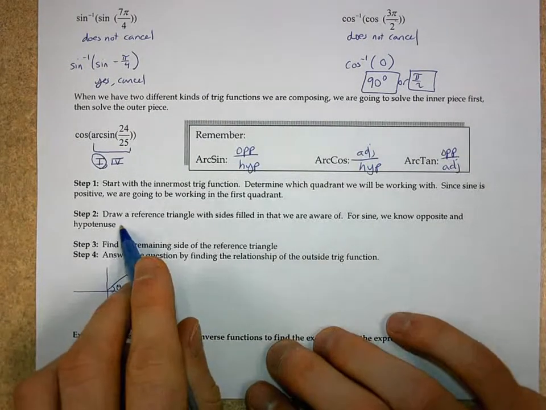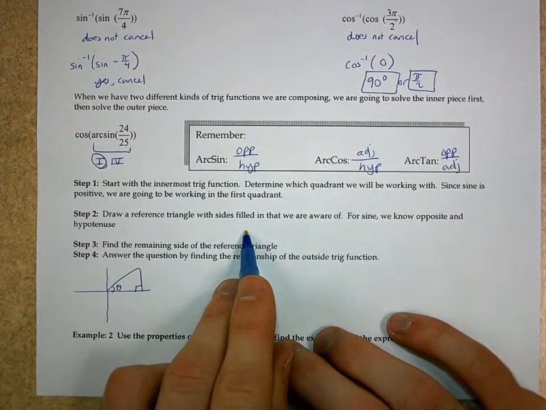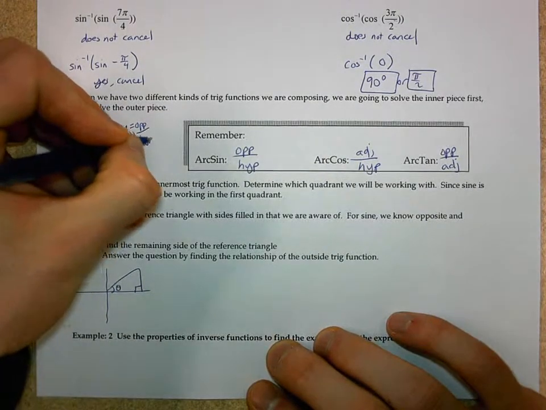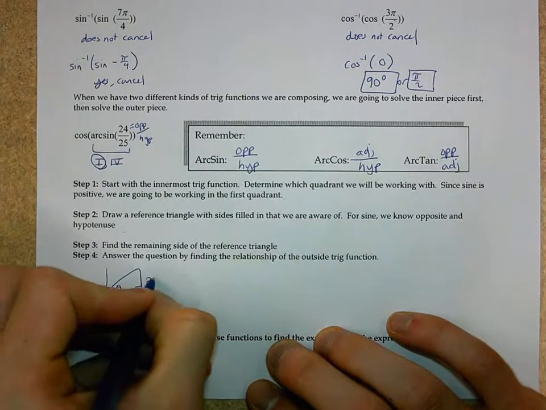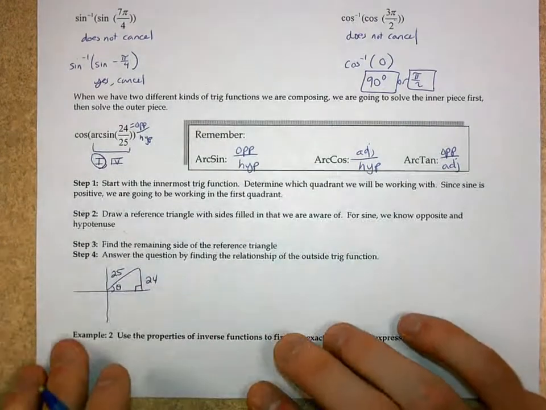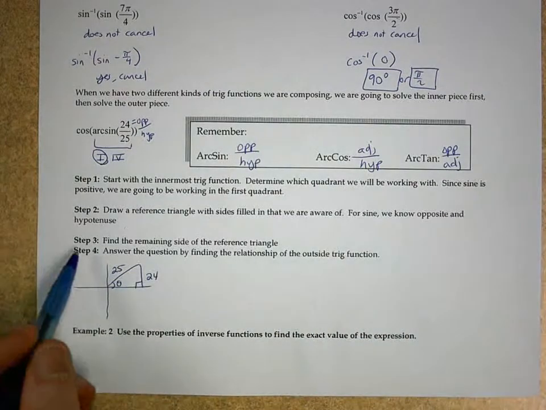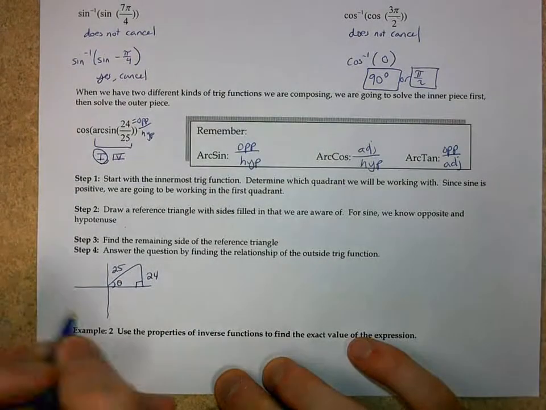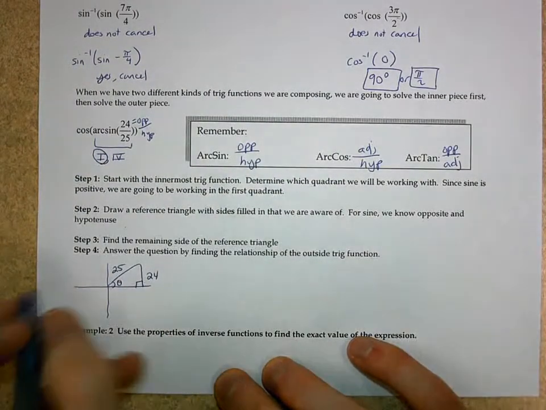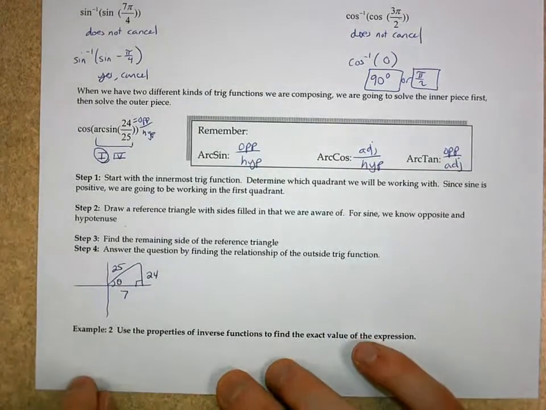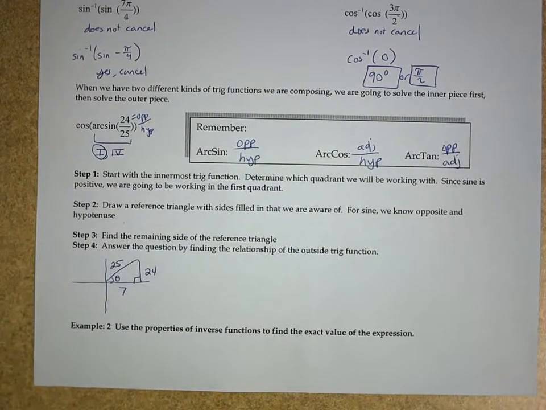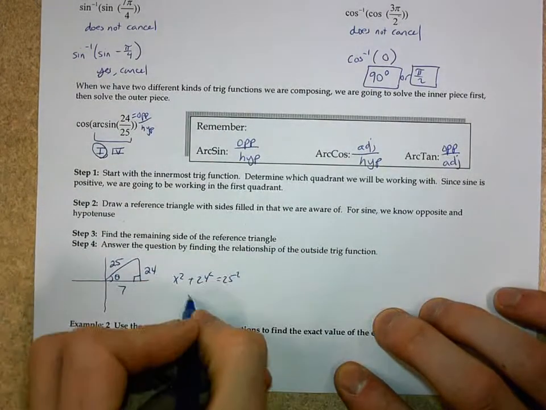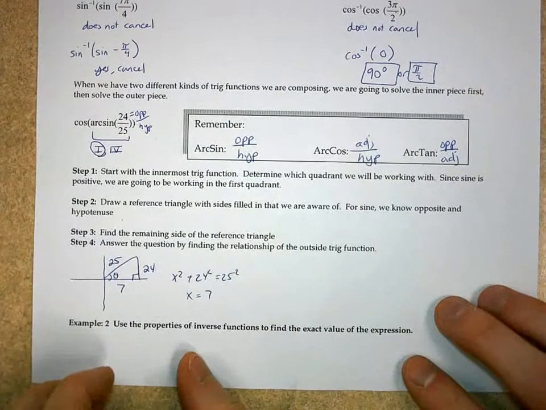Step number 2, draw a reference triangle with the sides filled in with what we are aware of. Here we know that sine is the opposite over the hypotenuse. So the opposite would be 24, the hypotenuse would be 25. Step 3, find the remaining side of the reference triangle. So here, this is actually one of your Pythagorean triples, 7, 24, 25. And if you didn't know that, you could use the Pythagorean theorem, saying x squared plus 24 squared is equal to 25 squared. And you would get x is equal to 7.